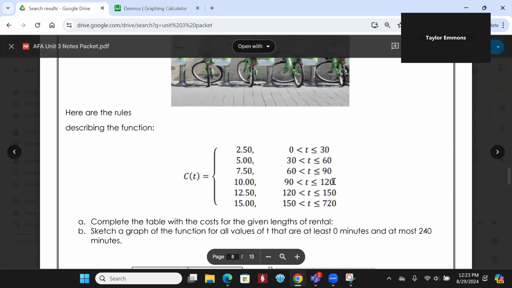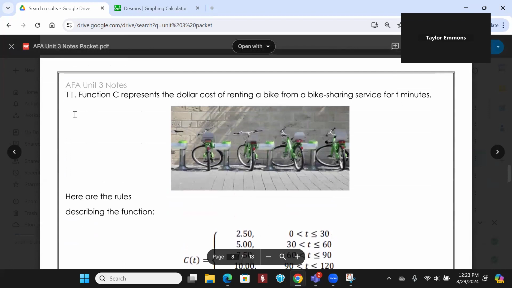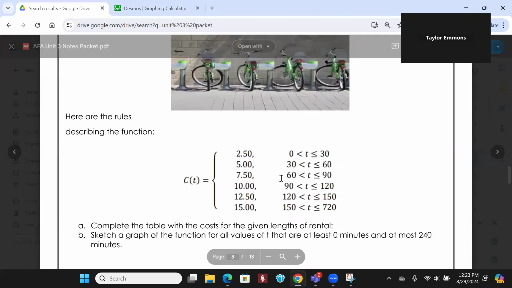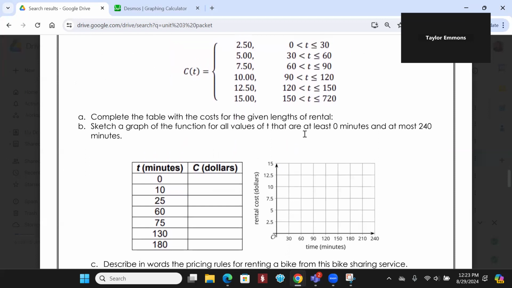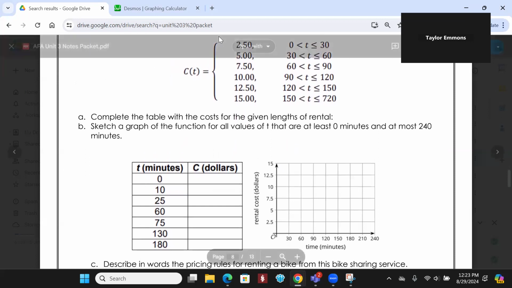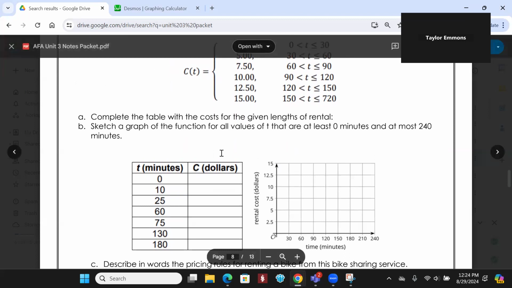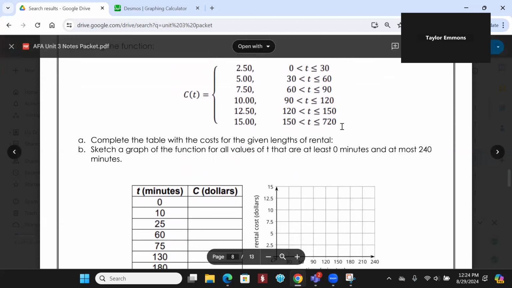Okay. All right. So coming back to this one, function C represents the dollar cost of renting a bike from a bike sharing service for 15 minutes. Here are the rules describing the function. So we're going to complete the table for the cost given the length of the rental time. So if I rent it for 0 minutes, how much is it going to cost me? $2.50. And you are going to put a line underneath the inequality symbol for this one. It is going to cost us $2.50.